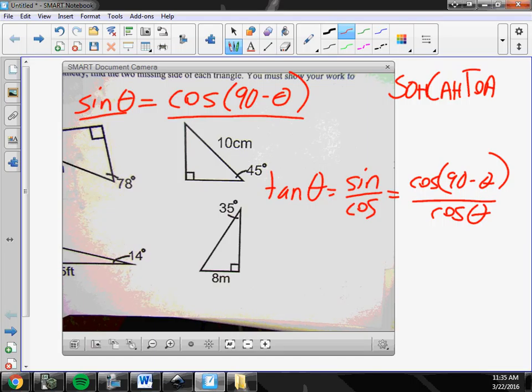All right, you have 2 more problems on this paper, and then everything on the other side. Good luck.